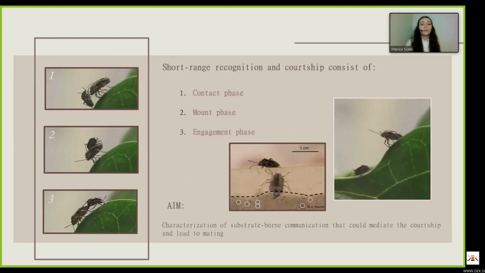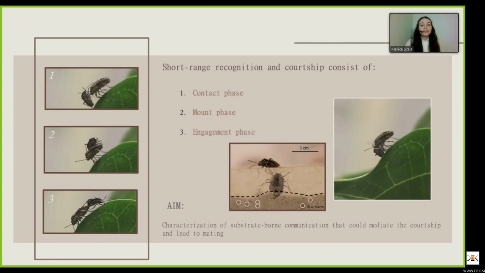The courtship and mating behavior was already described. Short-range recognition courtship consists of three consecutive steps. The first is the contact phase, in which a male first contacts a female and antennates on her body. The second is the mount phase, in which the male mounts the female, antennating the genitalia. And the third and final stage is the engagement phase, in which mating takes place. Courtship behavior may last seconds to minutes, while copulation may last several hours.